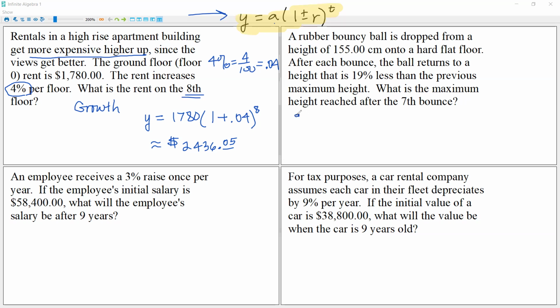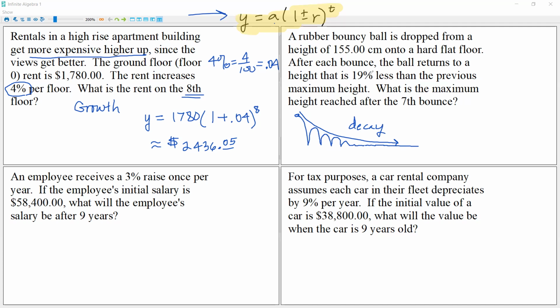So I'm imagining this ball bouncing, and then it comes back up and it bounces again, and it comes back up and bounces. And eventually, it's just on the floor, right? So the bounces are getting shorter and shorter over time. Well, that is a picture of a decay.